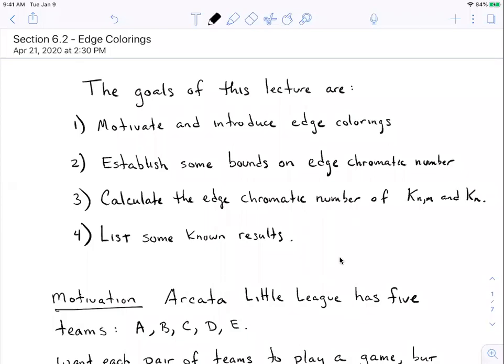In this lecture, we're going to wrap up our work in Chapter 6 on graph colorings. And in this section 6.2, we're going to be taking a look at the edge analog of our vertex coloring problem, edge colorings. All right, so you can see the goals of the lecture there. We'll walk through them together and then get started.